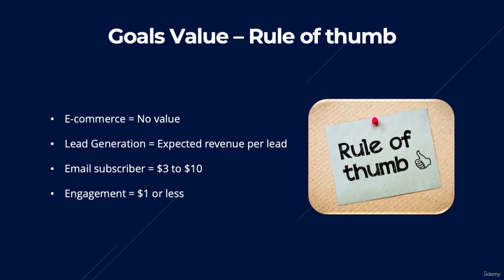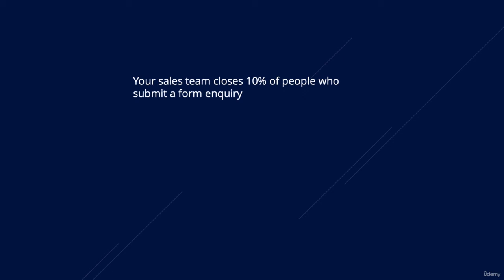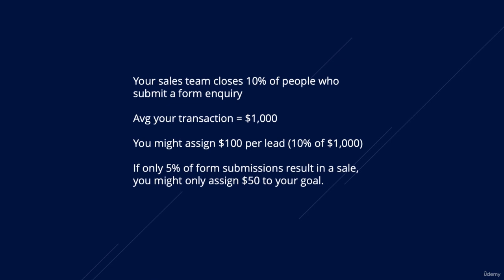If you're in the lead generation category and you're struggling to figure out what revenue you can expect per lead that fills in your form on the website, then a pretty solid strategy you can follow is to work backwards. So let's imagine your sales team closes 10% of people who submit a form inquiry, and the average amount of money a person spends with your business is $1,000. Then you might assign your goal value as $100 per lead, which of course is 10% of $1,000. However, in contrast, if only 5% of form submissions result in a sale, then you might only assign $50 to your goal. I hope that gives you an idea of how you can work backwards to figure out what value you should be putting down in your account.